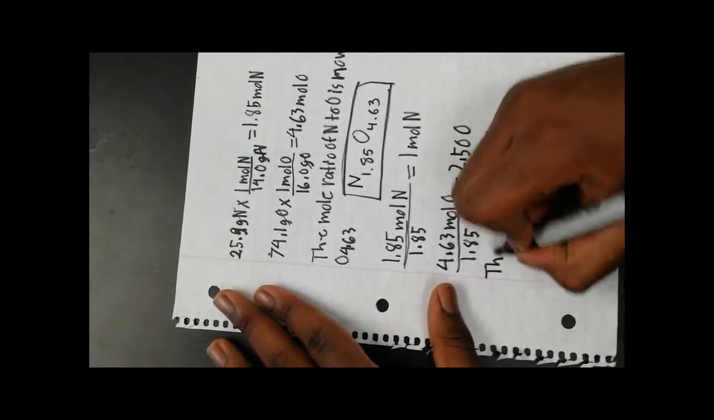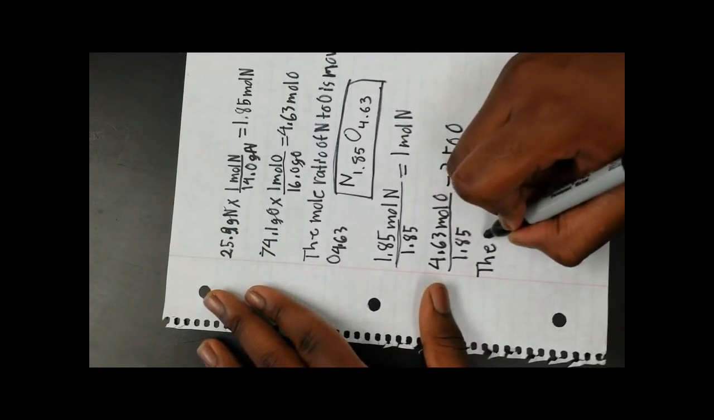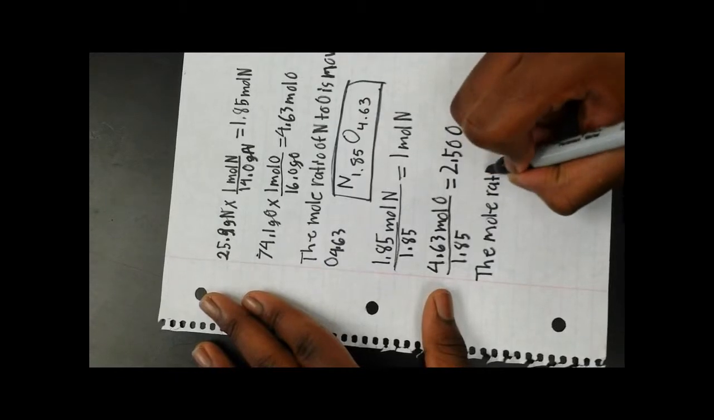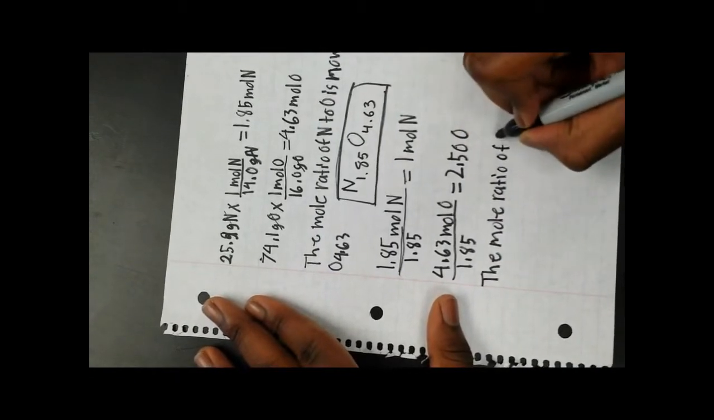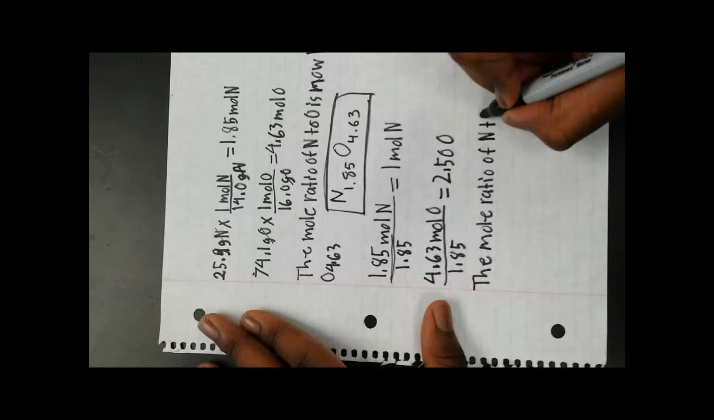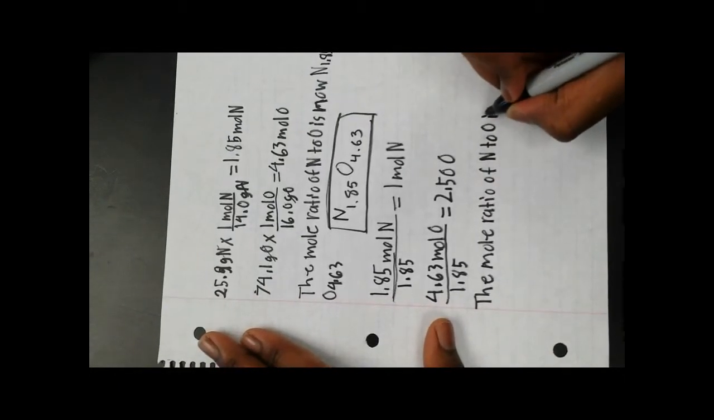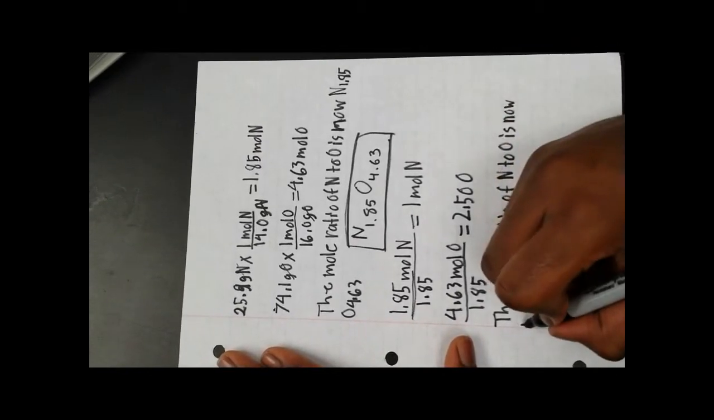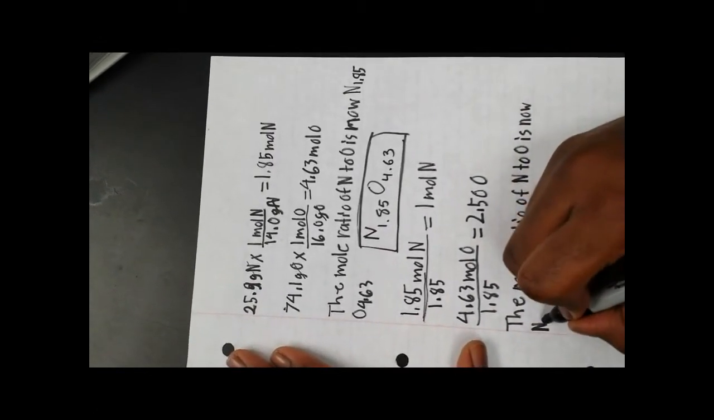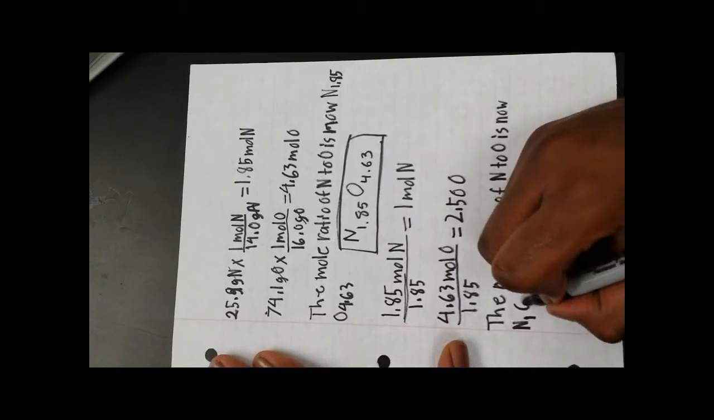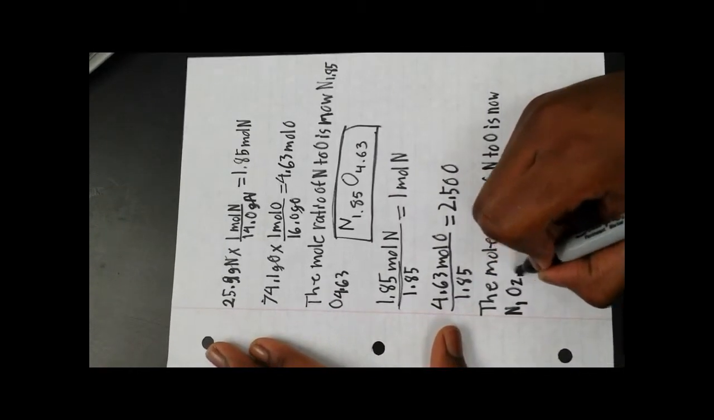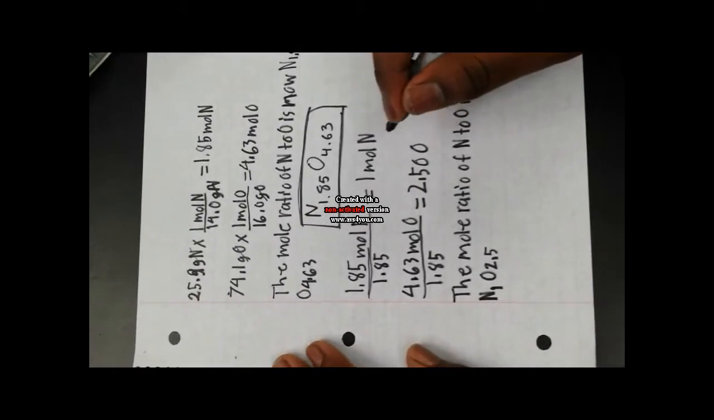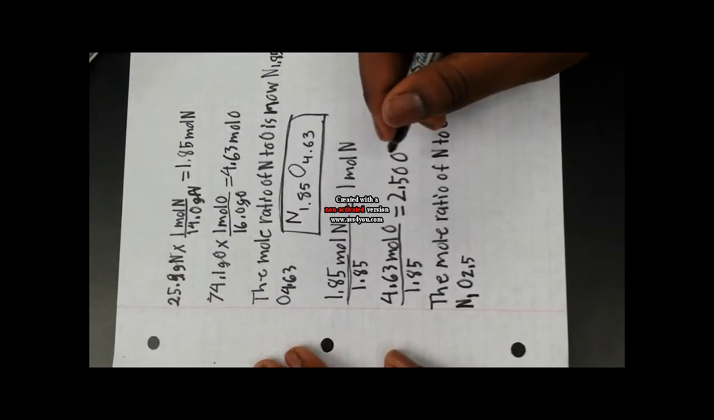The mole ratio for nitrogen to oxygen is now nitrogen 1 and oxygen 2.5. Oh, sorry. The moles for oxygen is 2.50 moles for oxygen.